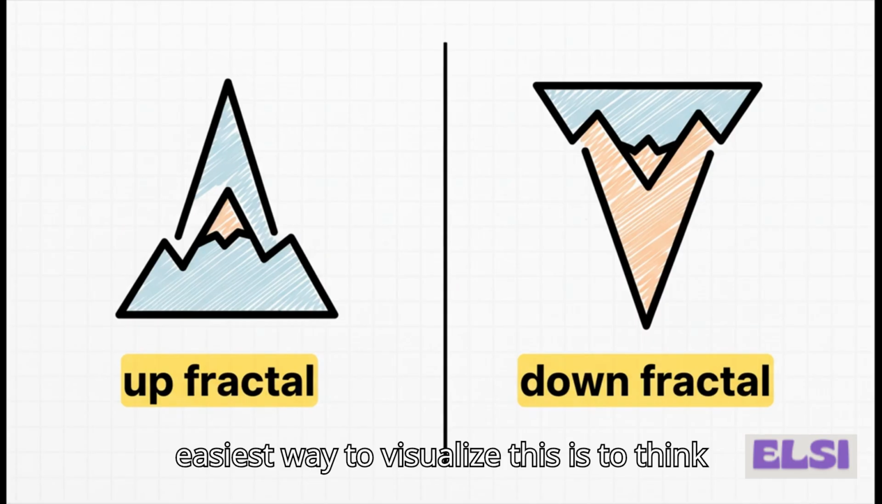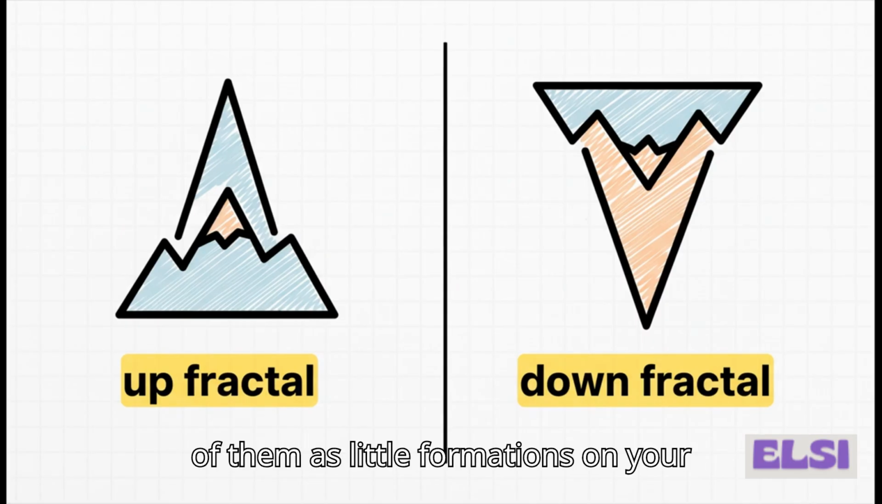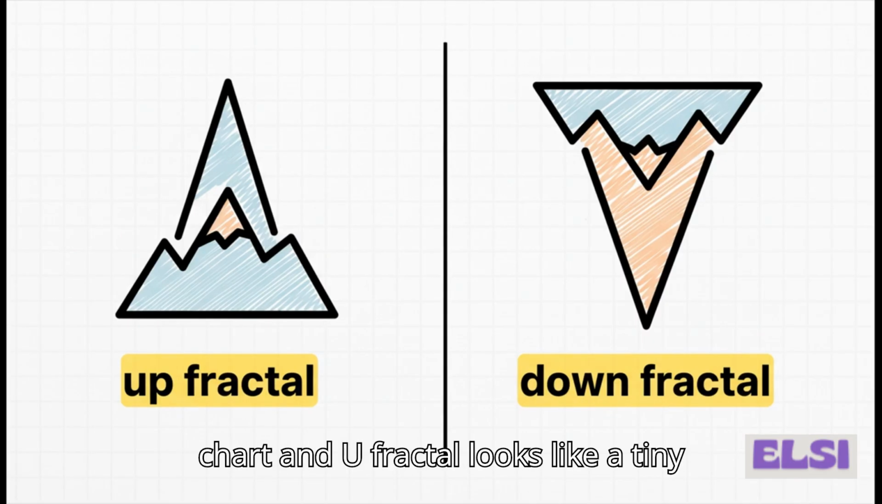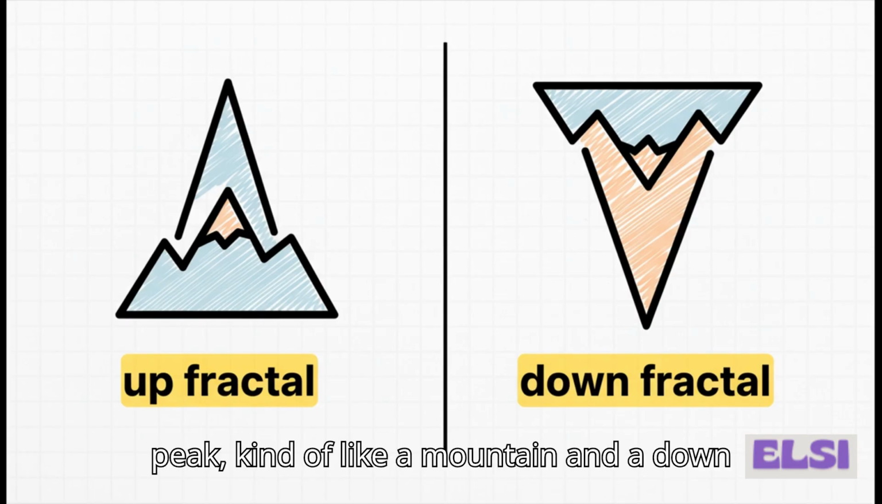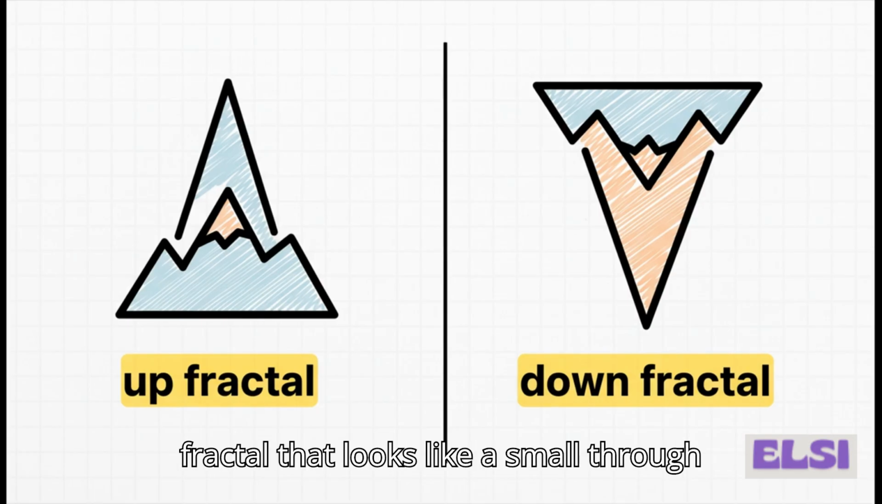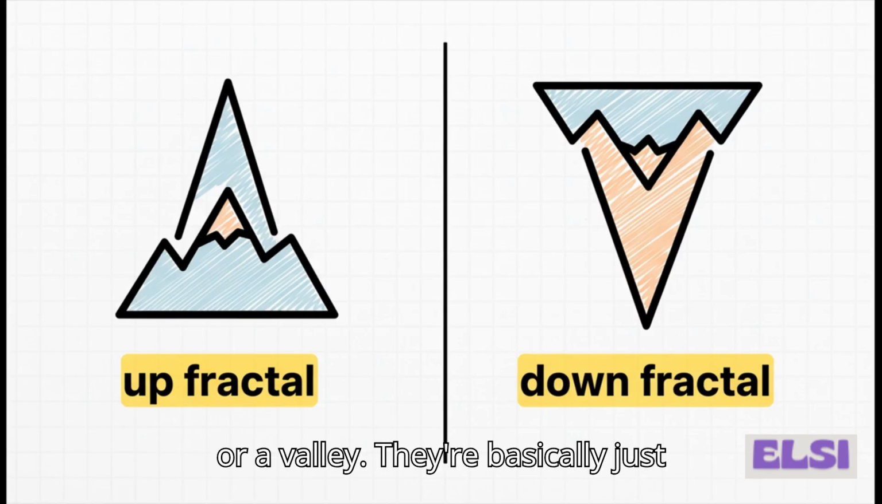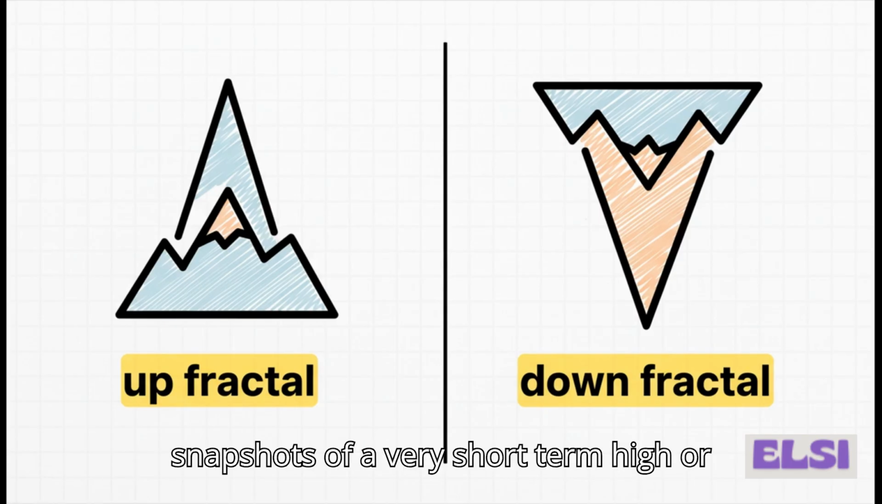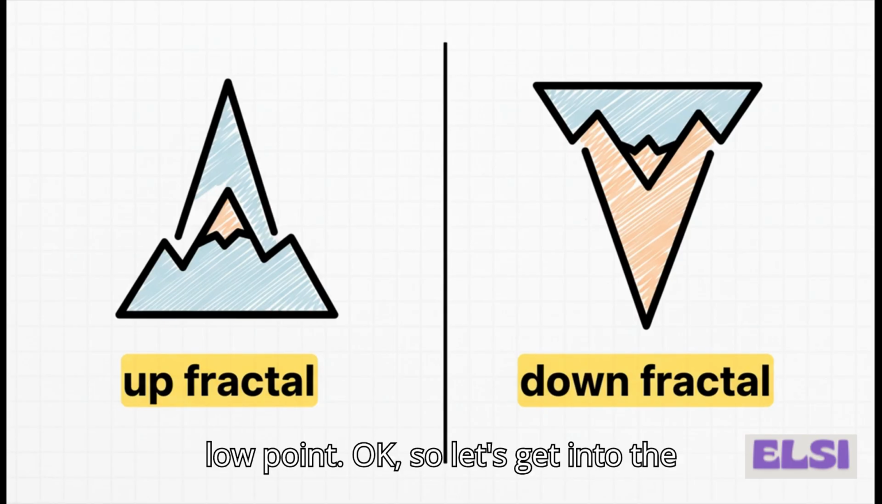You know, the easiest way to visualize this is to think of them as little formations on your chart. An up fractal looks like a tiny peak, kind of like a mountain, and a down fractal looks like a small trough or a valley. They're basically just snapshots of a very short-term high or low point.